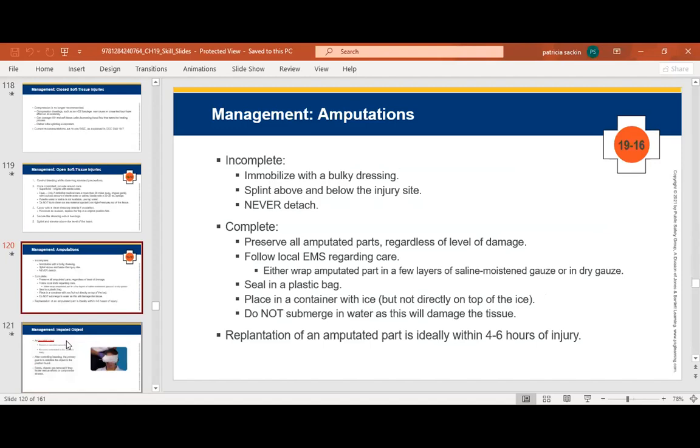Amputations we talked about earlier: immobilize, bulky dressing, splint above and below the injury site. Never detach anything. Whatever's attached, leave it attached. If it's complete, preserve the amputated parts regardless of the level of damage. So we always want to try to find the part that's been amputated. Put it in a plastic bag, place the container on ice, but not directly on top of ice. Do not submerge in water. This can damage tissue, and it goes with the patient.